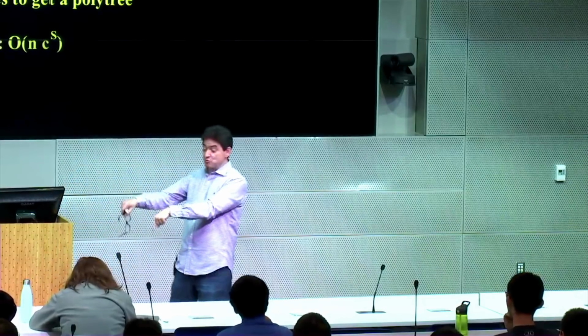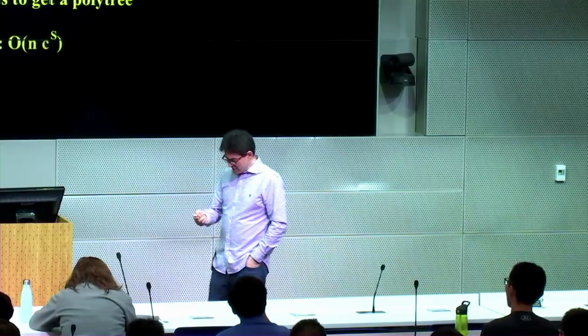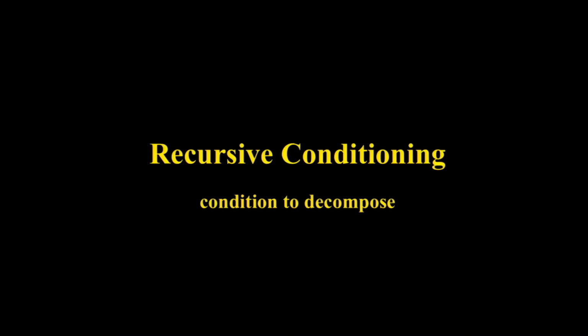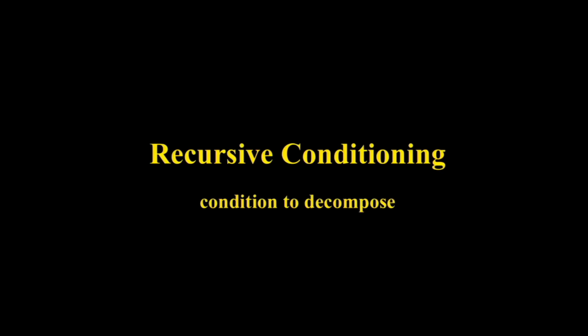Recursive conditioning. This was done here. I actually introduced this algorithm around 2000. Here's how it works. And before I tell you how it works, look at the main insight. The main insight is this. What does cut-set conditioning do? It conditions on nodes for the purpose of reaching a polytree. That's what it tries to do. The main insight was, no, that's not the only way we can capitalize on conditioning. We can actually condition to decompose.